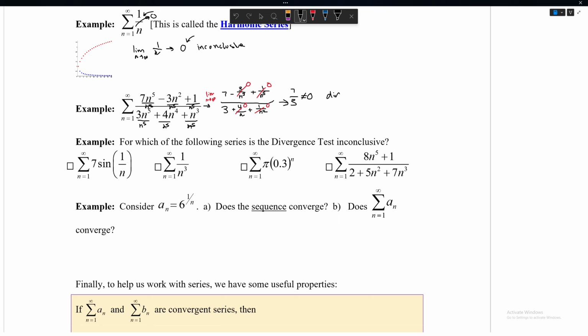So when I take the limit of this, does this go to 0? Well, I know when I take the limit, this will go to 0. So actually, I'll use a brighter color. This will go to 0. Sine of 0 is 0. 7 times 0 is 0. So this actually goes to 0. So it's inconclusive. All right? Take the limit of this. Goes to 0. Inconclusive. Okay? Because 1 divided by a big number is 0.